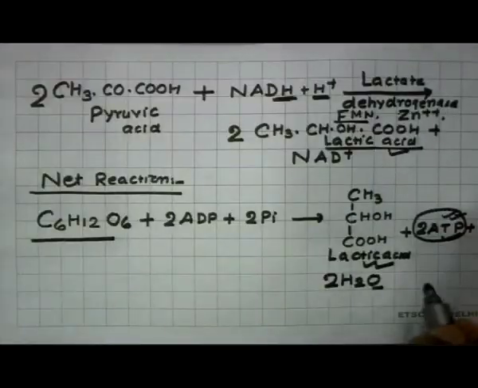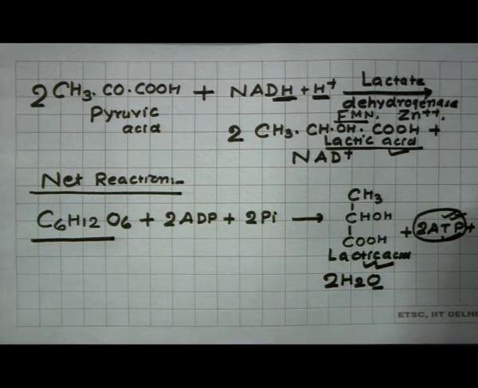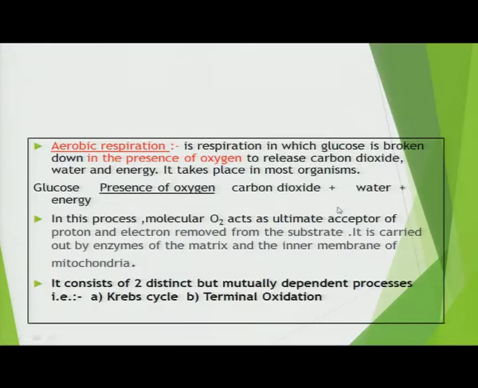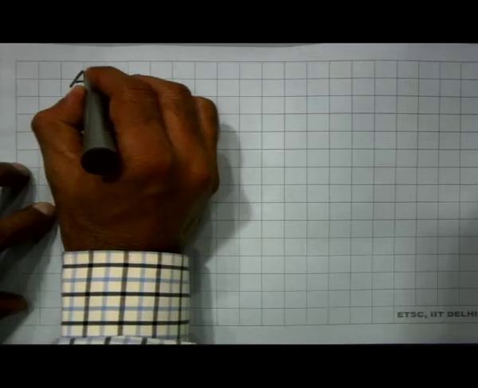Okay. So, there are two types of reaction here, alcoholic fermentation and lactic fermentation, and the products are lactic acid and ethyl alcohol. Now, come to the next reaction, that is for aerobic respiration.